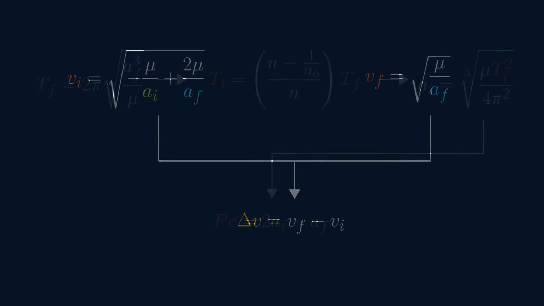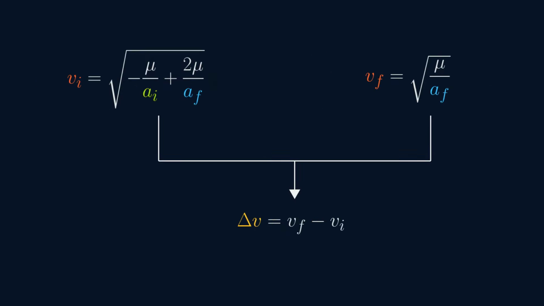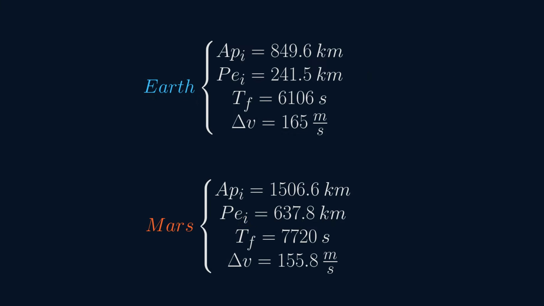And finally, use the Visviva equation to find the delta v needed to transfer from the initial orbit to the final orbit. As I said at the start of the video, I want to create a ring of 8 satellites around Earth, and 6 satellites around Mars. With this process, I found the parameters of these orbits here. Well, now that the math is done, let's apply it to KSP, shall we?